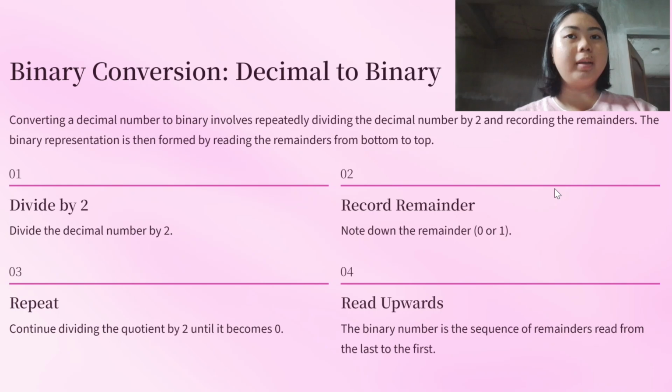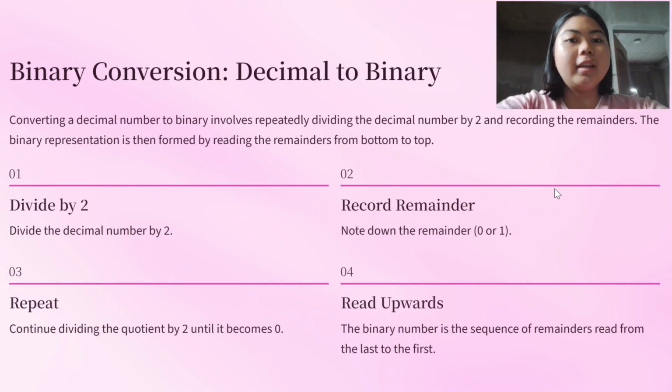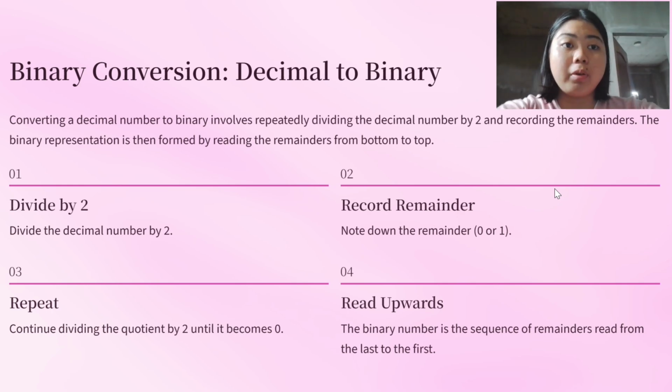First, we need to divide it by 2. Divide the decimal number by 2. Then, we record the remainder, or we should note down the remainder. It's either 0 or 1. Next, number 3, repeat. Continue dividing the quotient by 2 until it becomes 0. And then last but not the least, read it upwards. The binary number is a sequence of remainders read from last to first.